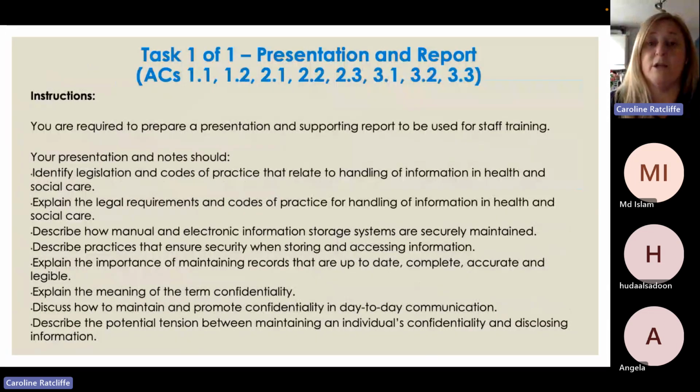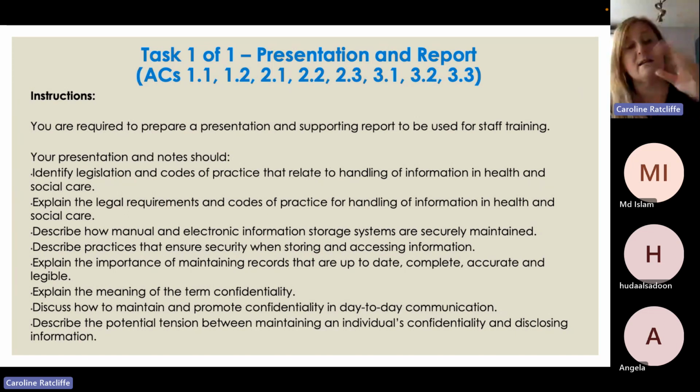Okay, so this is a bit more information about the presentation. Okay, so it is a presentation that's going to be used for staff training. So within this presentation, you should cover the legislation that relates to data protection, which are the ones that I gave you at the start of tonight's lesson. You need to talk about the code of practice. So you do need to talk about it from the NMC point of view, but also the HCPC. So don't just do one of them, make sure that you do both of them. You need to explain the legal requirements and code of practice for handling of information in health and social care.